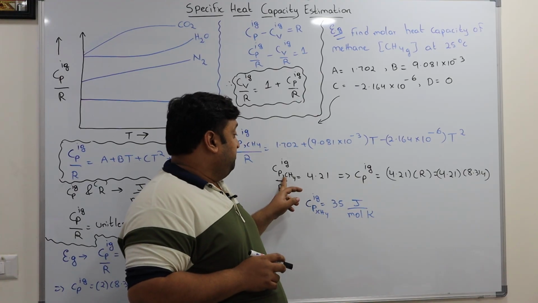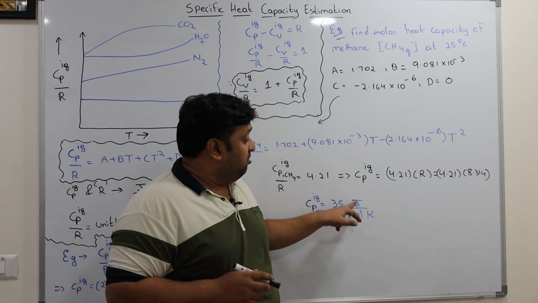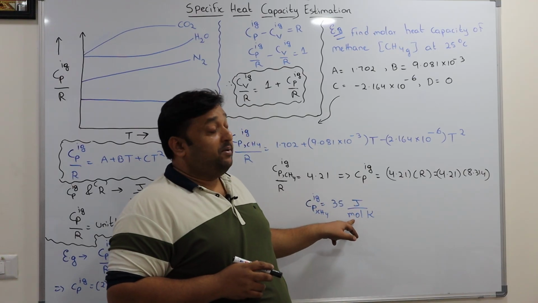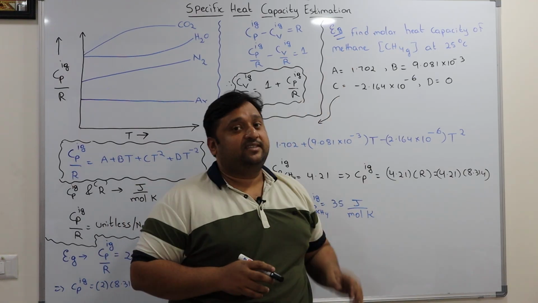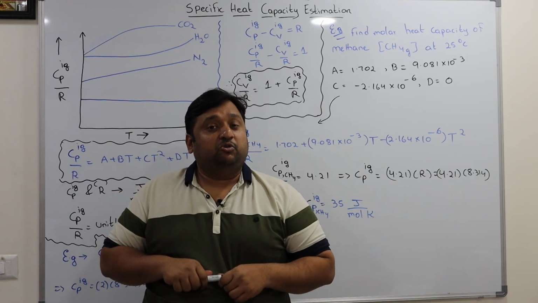What will be the unit of CPIG of methane? We have taken the unit of R, which is joule per mole Kelvin. This is the molar heat capacity of methane, which was asked in this example. I hope you understood how to estimate the CPIG.